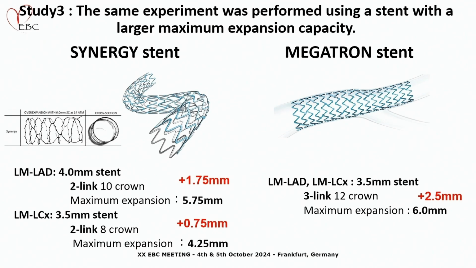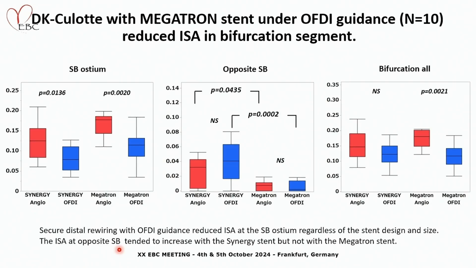The same bench test was performed using the 3.5 mm Megatron stent, which has a larger expansion capacity. Secure distal rewiring with OFDI guidance reduced ESA at the side branch ostium, regardless of stent size and design. While ESA at the opposite side branch increased with the Synergy stent, this was not observed with the Megatron stent. Overall, ESA in the bifurcation segment was significantly reduced in the OFDI guidance group with Megatron stent.